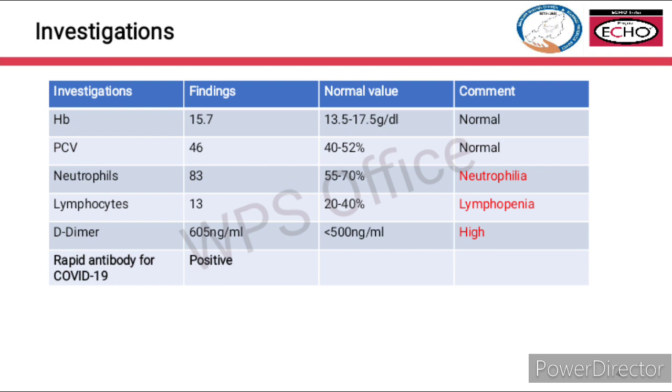In the investigations, hemoglobin was found to be 15.7, which is in the normal range. Packed cell volume was found to be 46, which is also normal. Neutrophils were slightly higher than normal, at 83%. Lymphocyte count was low, a lymphopenia, at 13%. The D-dimer test was found to be high, at 605. Rapid antibody test for COVID-19 was also done, which was found to be positive.